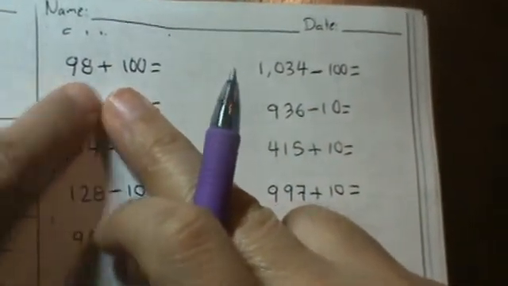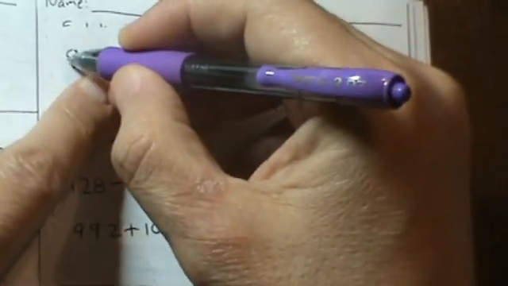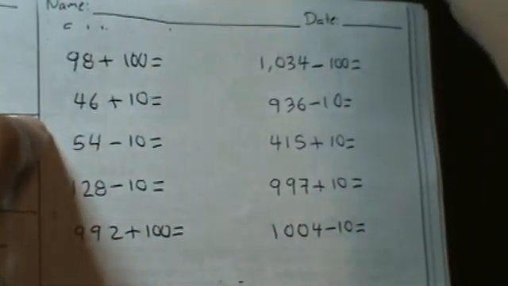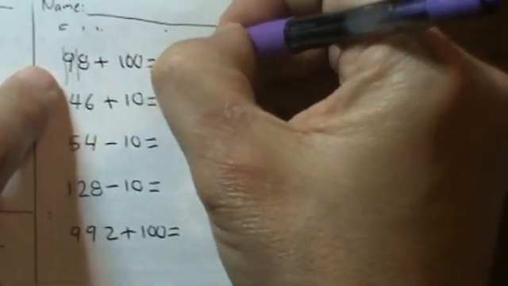98 más 100. I'm just going to add 100 to this number. So this is like ones, tens, and hundreds. So I just have to add 100 to the 98. So it's going to be now 198.